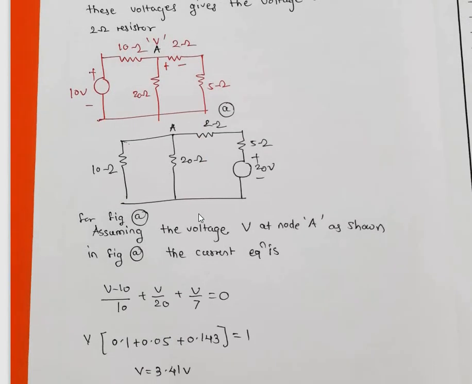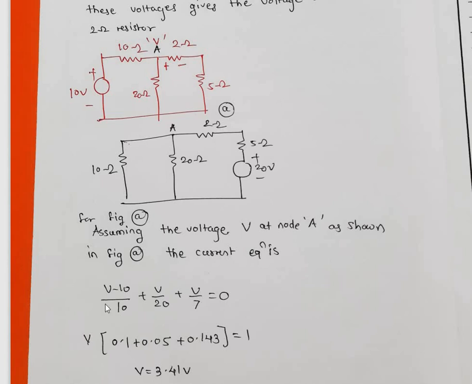So in the first case, directly we will solve this. Suppose here we consider this voltage V. Then (V minus 10) divided by this 10 ohm, plus (V minus 0) divided by this 20, plus V divided by 2 plus 5, that is 7. Considering this figure A, this is the node equation; we have applied node analysis here. So (V minus 10) divided by 10, (V minus 0) divided by 20, and (V minus 0) again divided by 2 plus 5, the total will be 0.